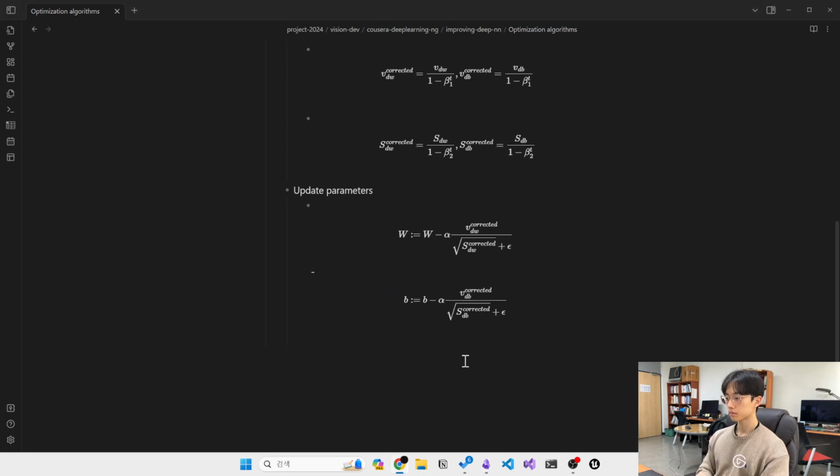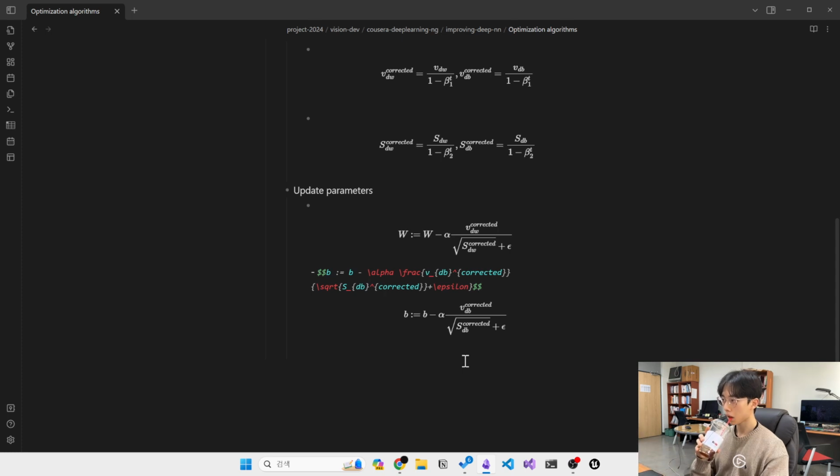That's proven to be very effective for many different neural networks of a very wide variety of architectures. So this algorithm has a number of hyperparameters. The learning rate hyperparameter alpha is still important and usually needs to be tuned. So you just have to try a range of values and see what works.